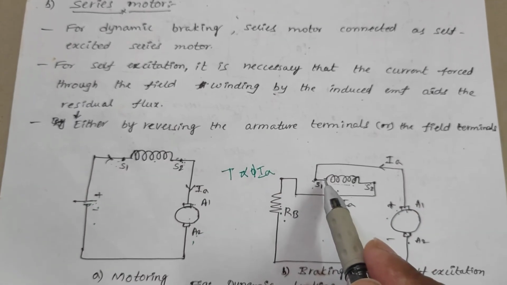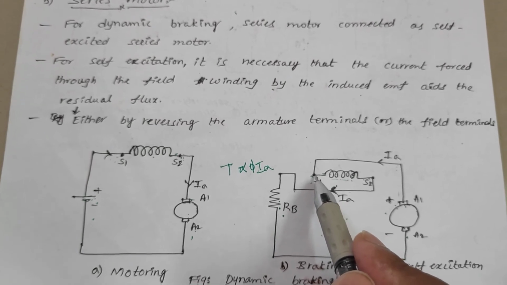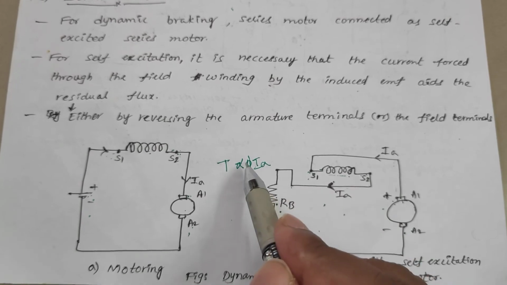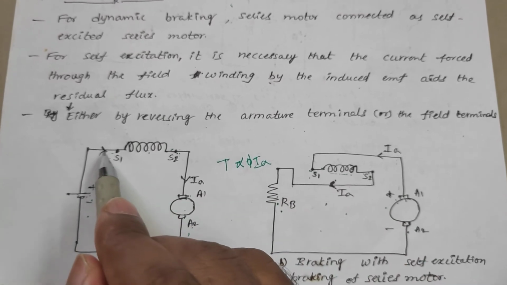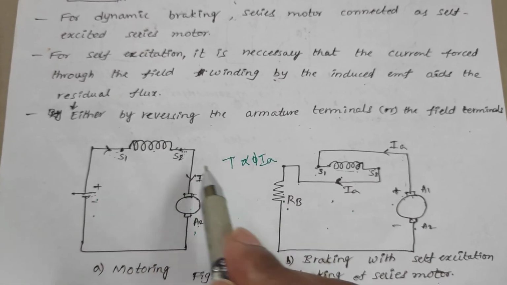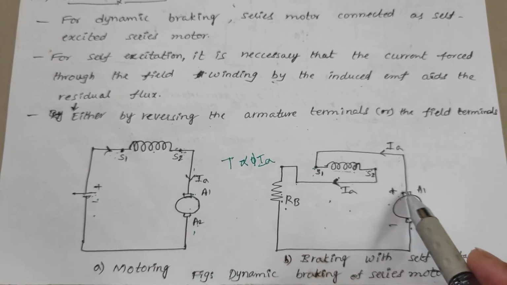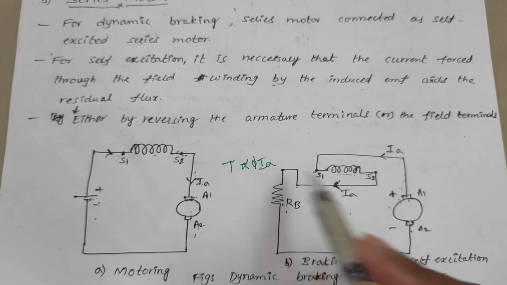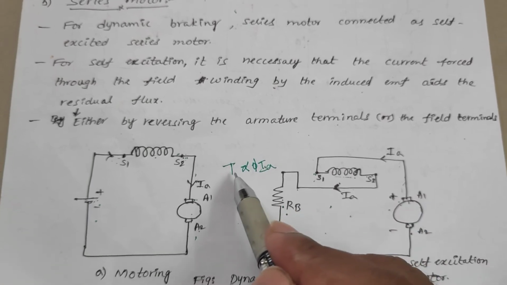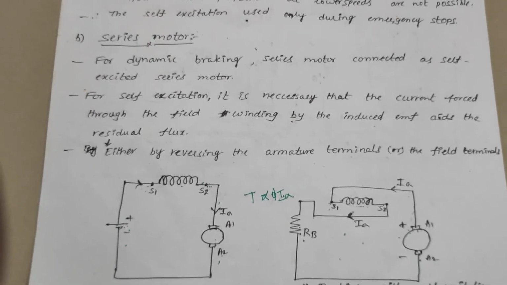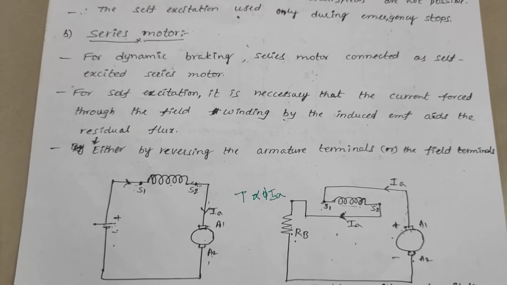Here, what we are keeping constant is that we are allowing the current in the field winding from S1 to S2 only, to get the same flux. S1 to S2 only. But earlier the armature current was in the downward direction. Now it is going away from the armature. The armature current is getting reversed to get the negative torque. That is nothing but the braking torque. Okay. So this is for self-excitation.